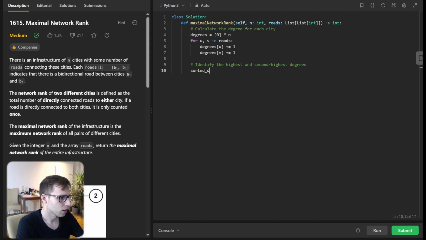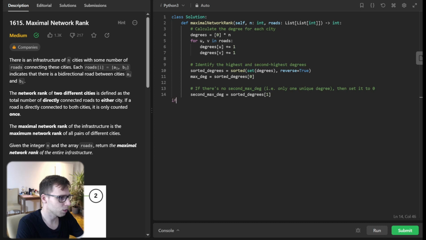So sorted degree will be sorted set degree, reverse true. And max degree will be sorted degree[0]. If there is no second max degree, only one unique degree, then set to 0. So second max degree will be sorted degree[1] if len of sorted degree is greater than 1, else 0. And now count cities with the highest and second highest degree.